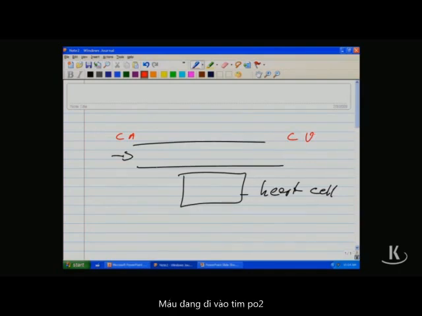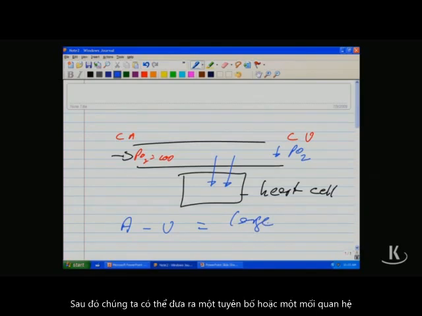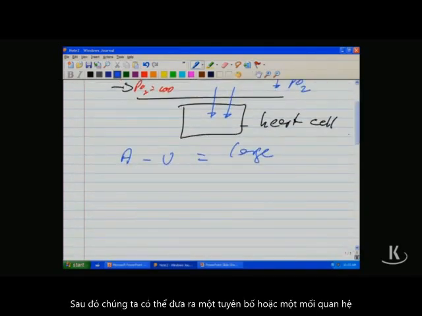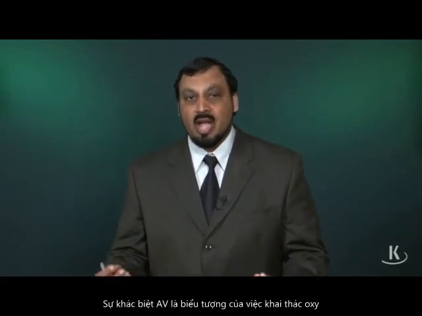Blood is going into the heart. The CaO2 is about 100. Let's put it normal: oxygen content 20% volume. Because extraction is maximum, the blood that leaves in the coronary vein will have a very low CvO2 because of maximum extraction. So therefore we can say in the heart, the AV difference is very large. We can then make a statement or a relationship that AV difference is symbolic of oxygen extraction.